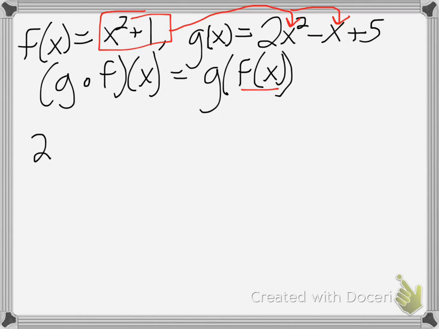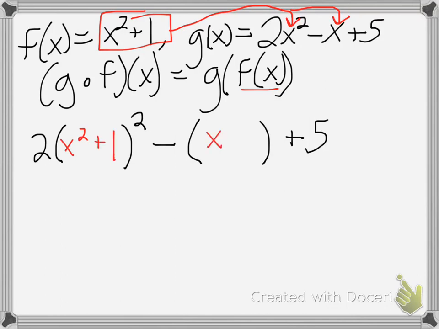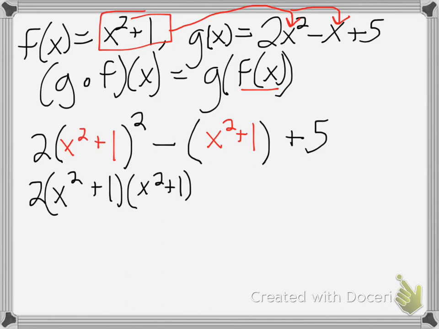Okay? I start writing g. I put the 2. I open up a parentheses, and I put the square. Minus, I open up another parentheses for that x, and I put plus 5. Inside each of those parentheses is going to go function f. So I put x squared plus 1 and x squared plus 1. Okay? I put the 2. Open up parentheses twice because that's what squaring means. X squared plus 1, x squared plus 1.